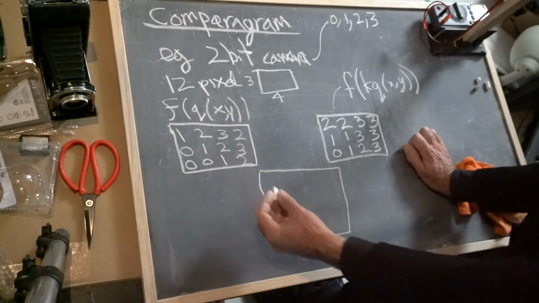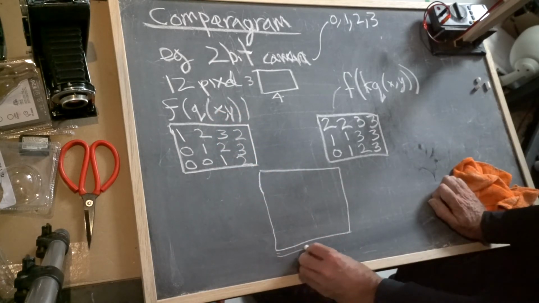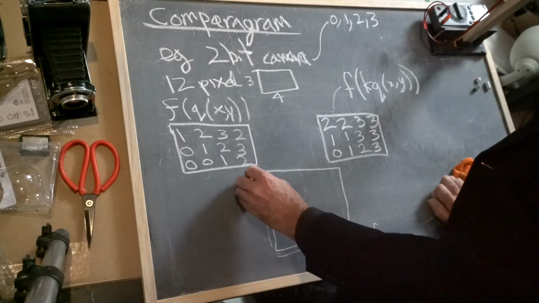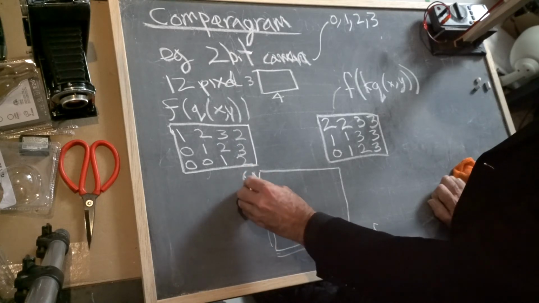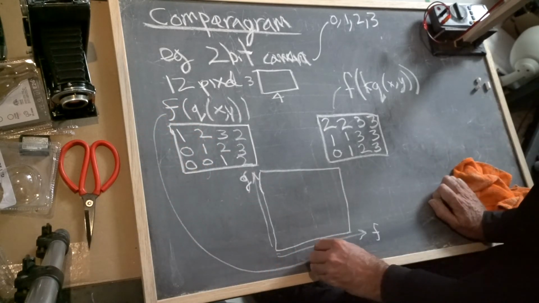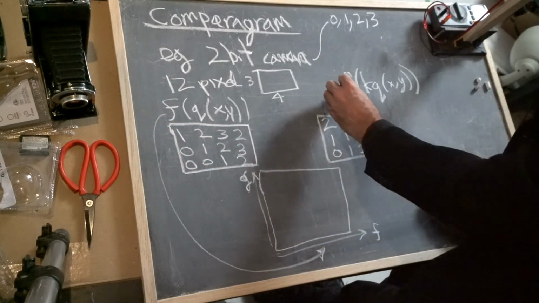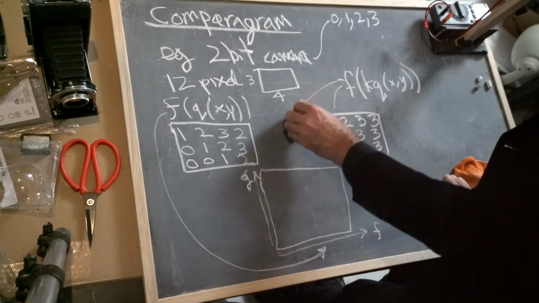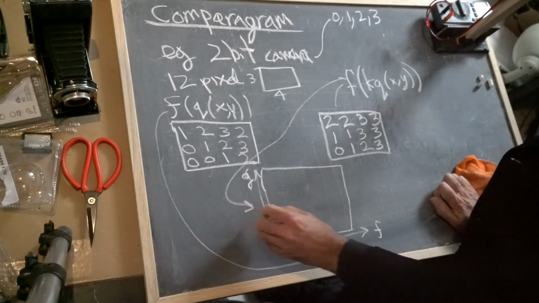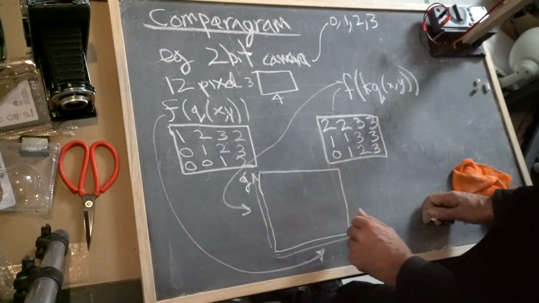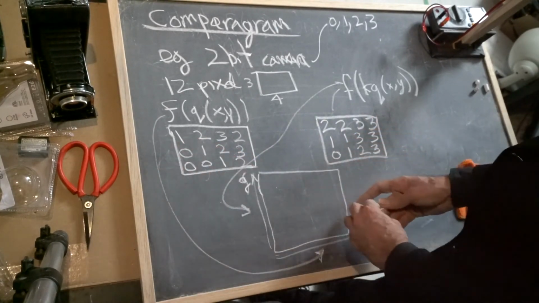And we're trying to plot this comparagram of a series of, so let's say this is f, and this is g. So this is the domain of this image, down here on this axis, and the range is this image over here on this axis. So this image is on this axis, and this image is on this axis. So we just go through pixel by pixel.